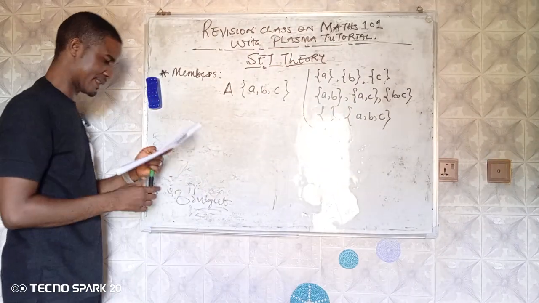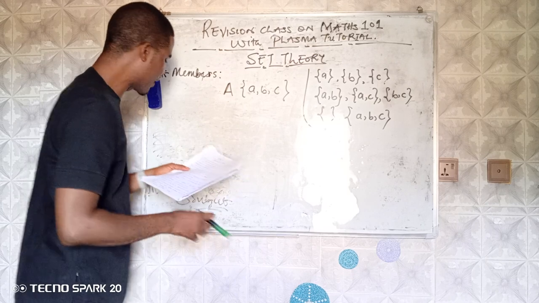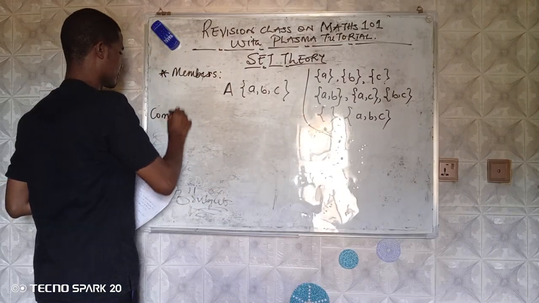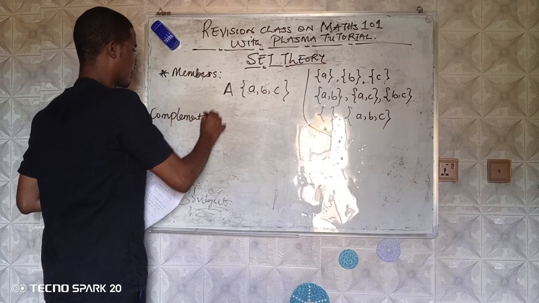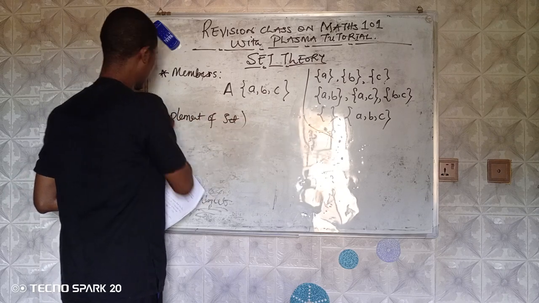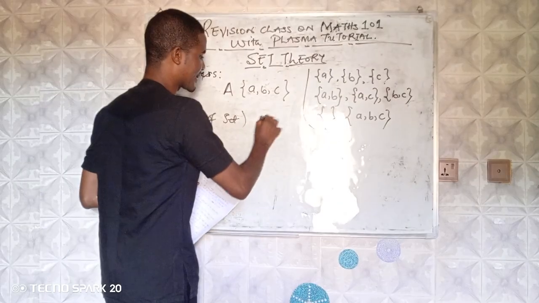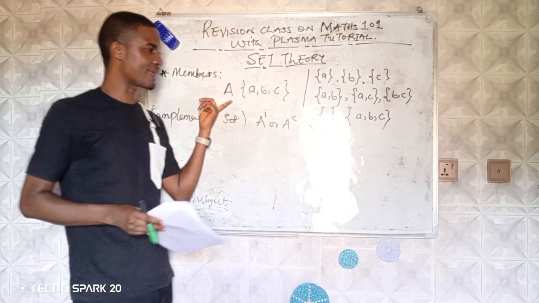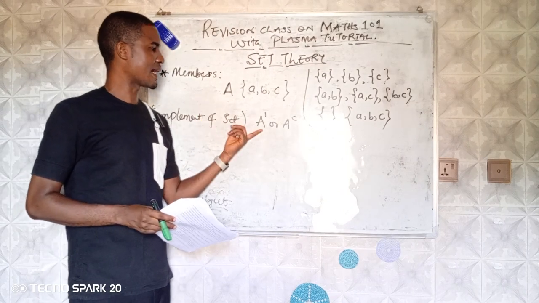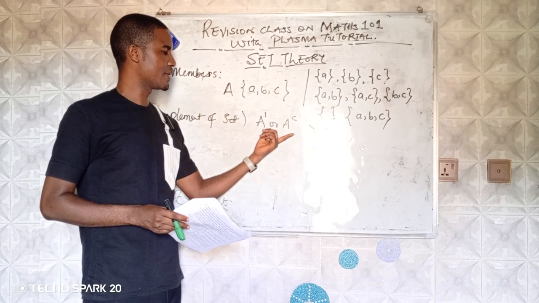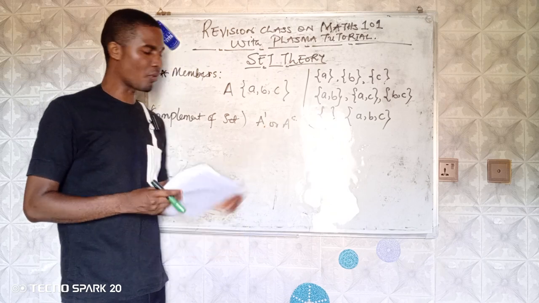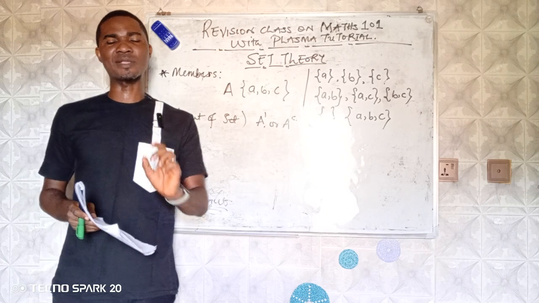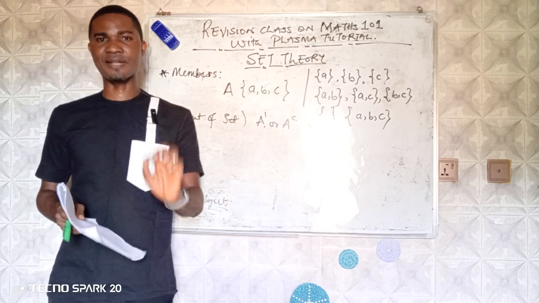The next thing we are going to be looking at here now is the complement of a set. Complement of a set can be represented as A prime or A^c. If I'm referring to A as a set, I can have it as A prime or A raised to c. So whichever one is complement. Now, one thing you must know is that they cannot talk about the complement of a set without having a universal set.